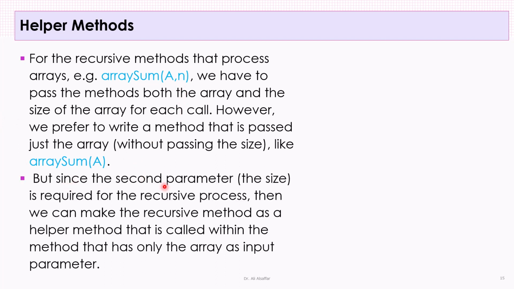But since the second parameter, which is the size, is required for the recursive process, we can make the recursive method a helper method that is called within the method that has only the array as input parameter. What does that mean? It means you define two overloaded methods, one with only the array as the input parameter, and the other one is the recursive method that has the array with the size. And within the body of the method that has only the array as input parameter, you call the recursive method by passing the array as well as the length of the array by using the instance variable length.